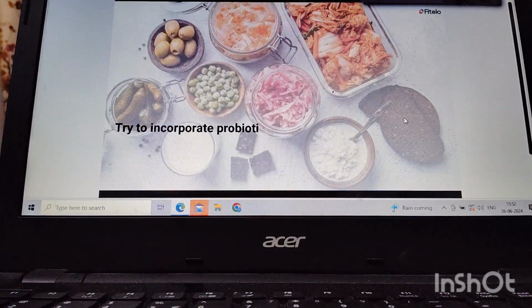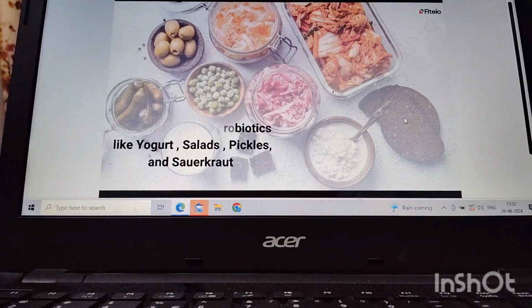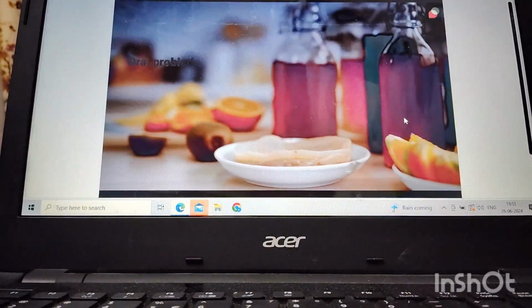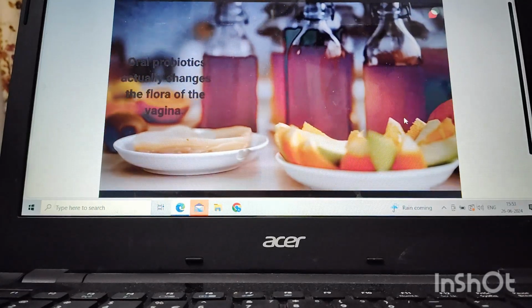A dietitian can plan incorporating probiotic-rich foods like plain Greek yogurt, pickles, and sauerkraut into your diet since they contain good bacteria that can help combat infection.